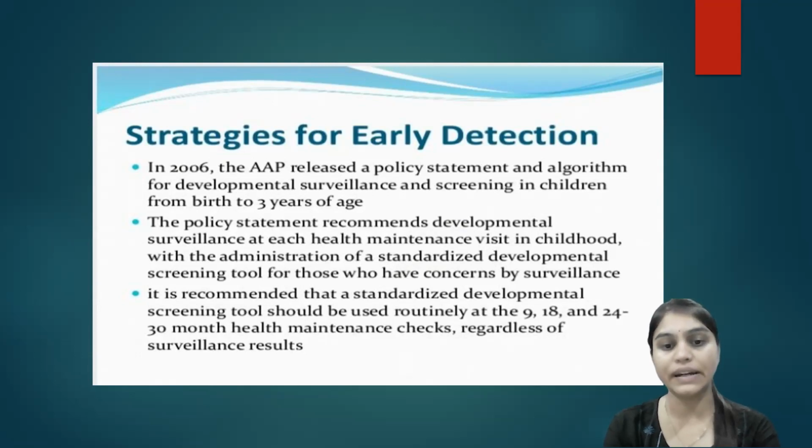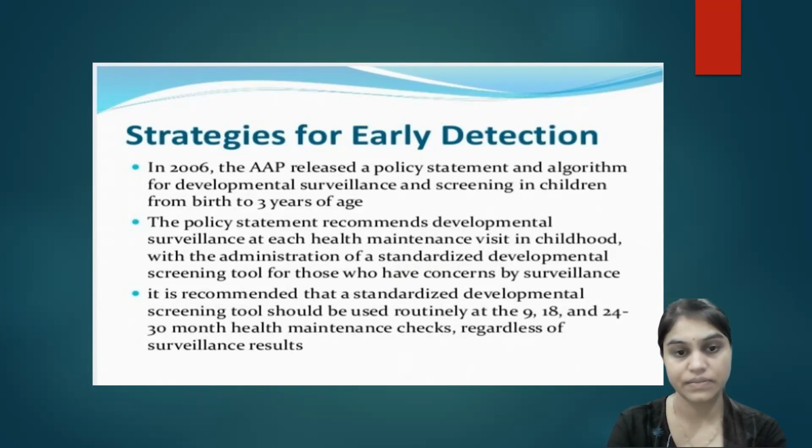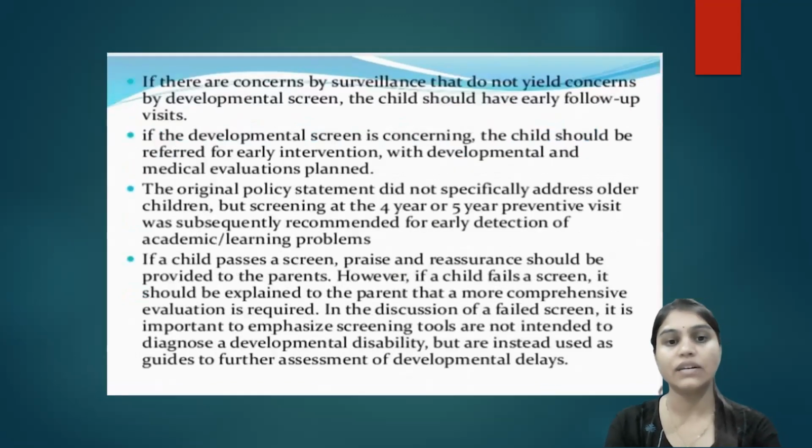It is recommended that a standardized developmental screening tool should be used routinely at the 9, 18, and 24 to 30-month health maintenance checks, regardless of surveillance result. If there are concerns by surveillance that do not yield concern by developmental screening, the child should have early follow-up visits. If the developmental screening is concerning, the child should be referred for early intervention with developmental and medical evaluation.